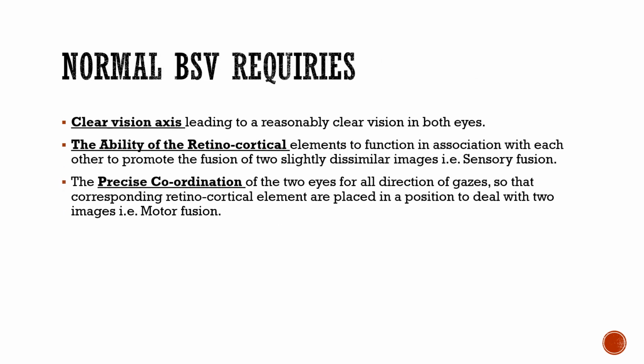So, in order for an individual to get normal BSV, these three criteria should be met. A person should have a clear visual axis and the ability to make the retina focus on the two dissimilar images, that is for sensory fusion, and then coordination of both eyes is very important.